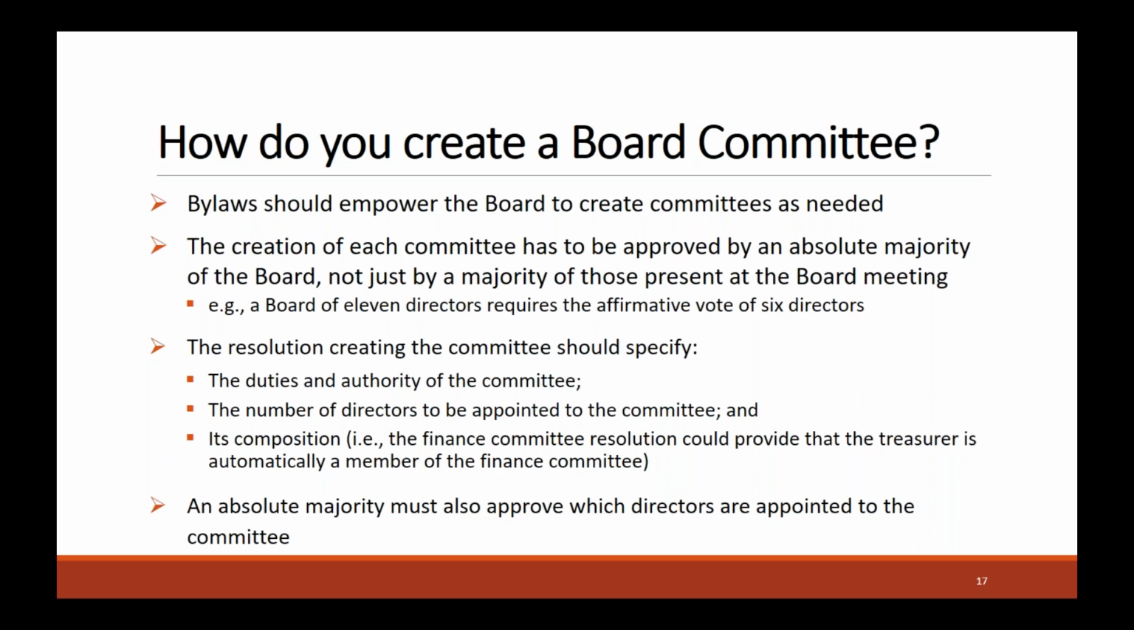Going back to that issue about requiring an absolute majority, a lot of nonprofits will have the chair nominate individuals to serve on a committee. That's fine, but you still need the board to approve or finalize the nomination. So you can't have your board chair unilaterally appointing people to your board committees. And again, these are board committees. These are committees with the authority to act on behalf of the board.